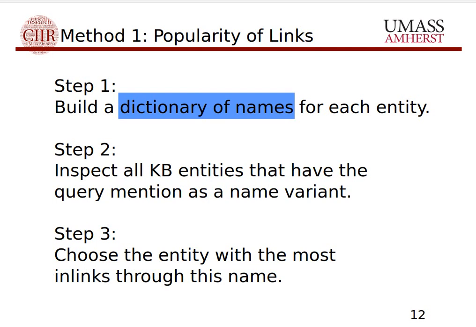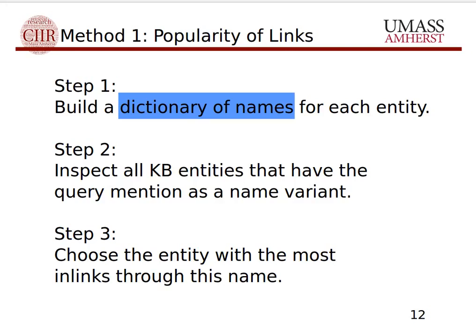Let's start with our very first method. It's a simple method, but it actually gets you very far along the way. It's usually referred to as the popularity method, and it works in multiple steps. In step 1, we build a dictionary of names for each entity in our knowledge base. And in step 2, that's where our query mention comes into play. We inspect all entities in our knowledge base that have this query mention as a name variant, either as the canonical name, or as other names that we have identified for this entity.